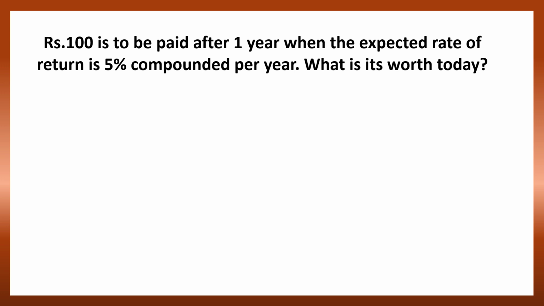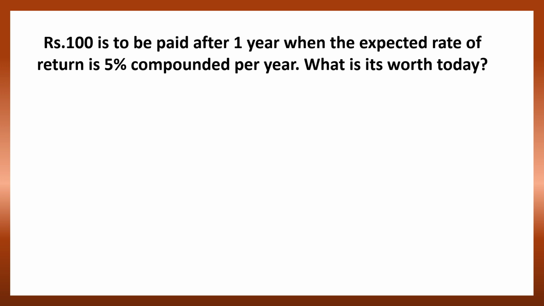Now let us take an example. Rupees 100 to be paid after 1 year when the expected rate of return is 5% compounded per year. What is its worth today? So we will get 100 rupees after a year. What is the value of that 100 rupees today? 1 rupee earned today is not like 1 rupee earned next year. Thus, there will be a difference. We have to find that difference.